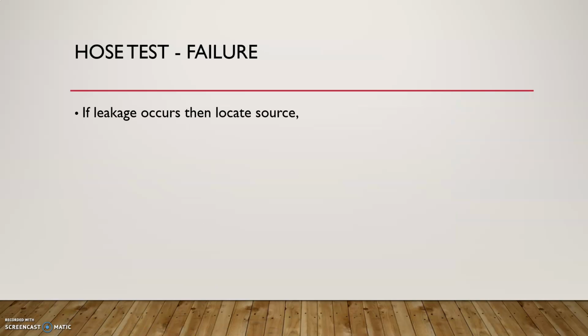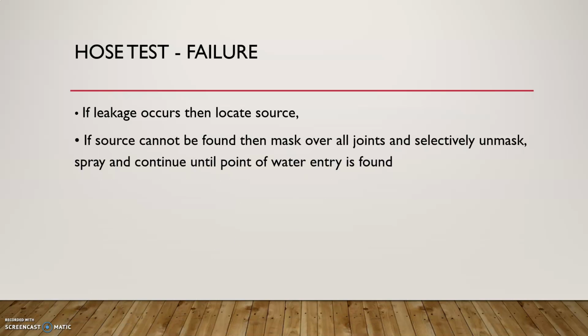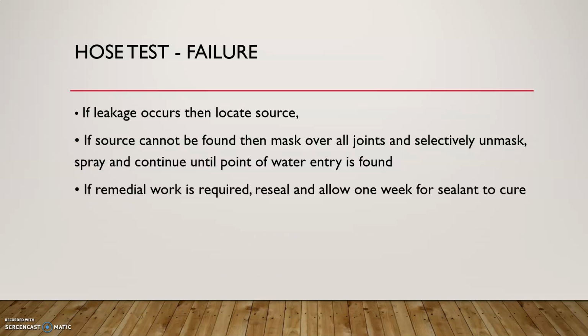Now, what happens if you find any failure or leakage? If leakage occurs, then locate the source. If you can't find the source, then mask over all joints and selectively unmask and spray, and continue until the point of water entry is found. If remedial work is required, you have to reseal and allow 1 week for the sealant to cure. Retest, and reseal the joints.